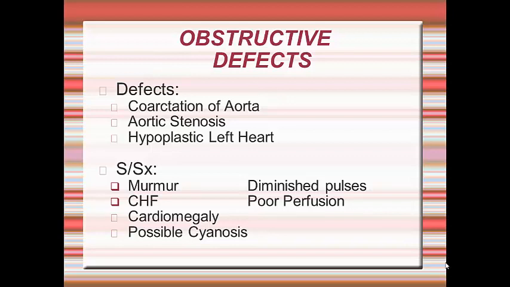Coarctation of the aorta is when there's a narrowing or an obstruction in the descending aorta. Aortic stenosis is when there is a narrowing of the aortic valve. And hypoplastic left heart is one of the most severe heart defects. It is the largest contributor to infant death, and it involves absence or stenosis of the mitral and the aortic valves.